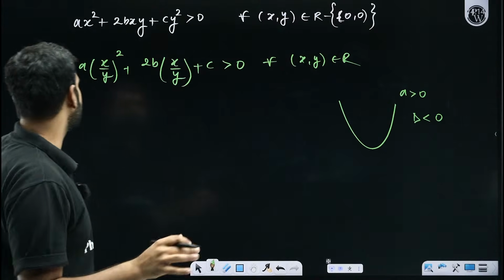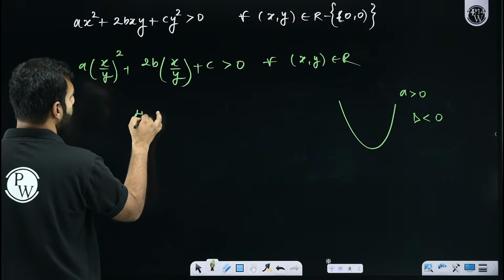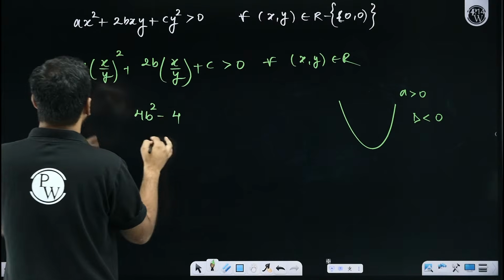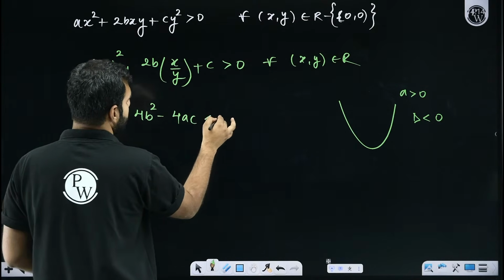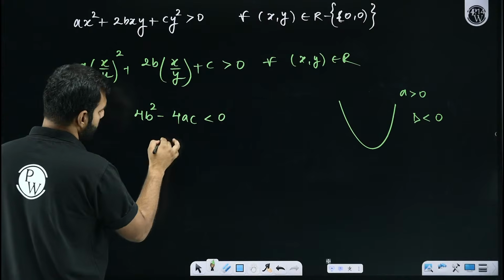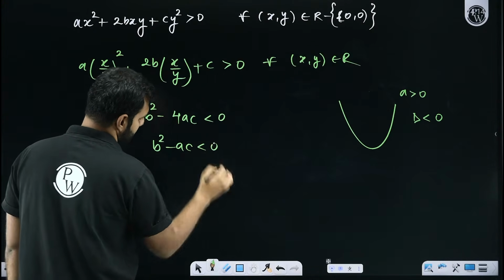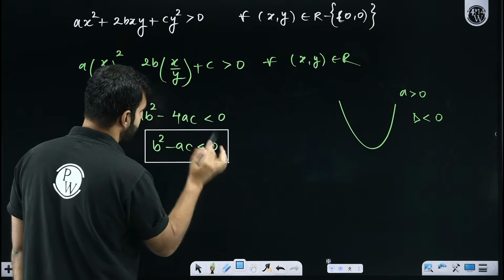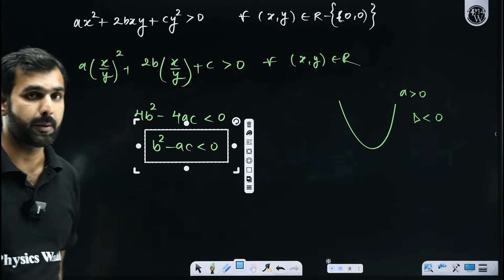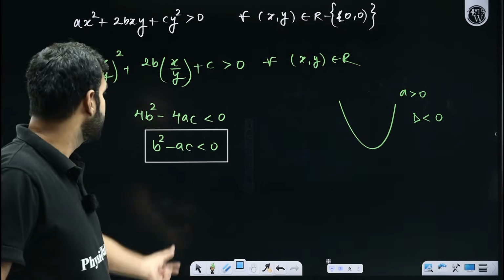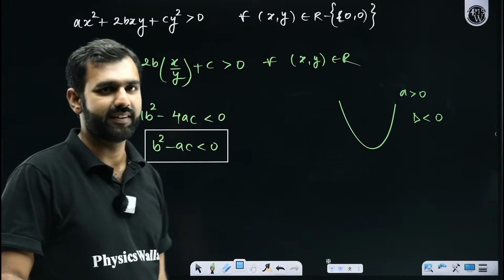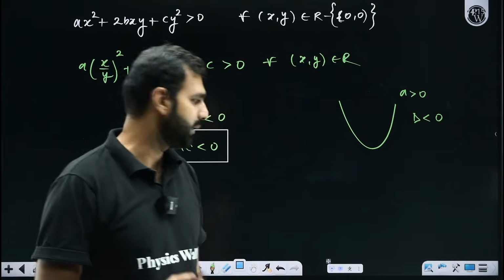Now with this, discriminant means what? B square, which is 4b square minus 4ac. This should be negative. So 4 and 4 is there, which means b square minus ac should be negative. That's the conclusion we are bringing in picture here. Everybody got this? Based on the data they have given, can we not conclude that b square minus ac will be negative? All the participants got this.